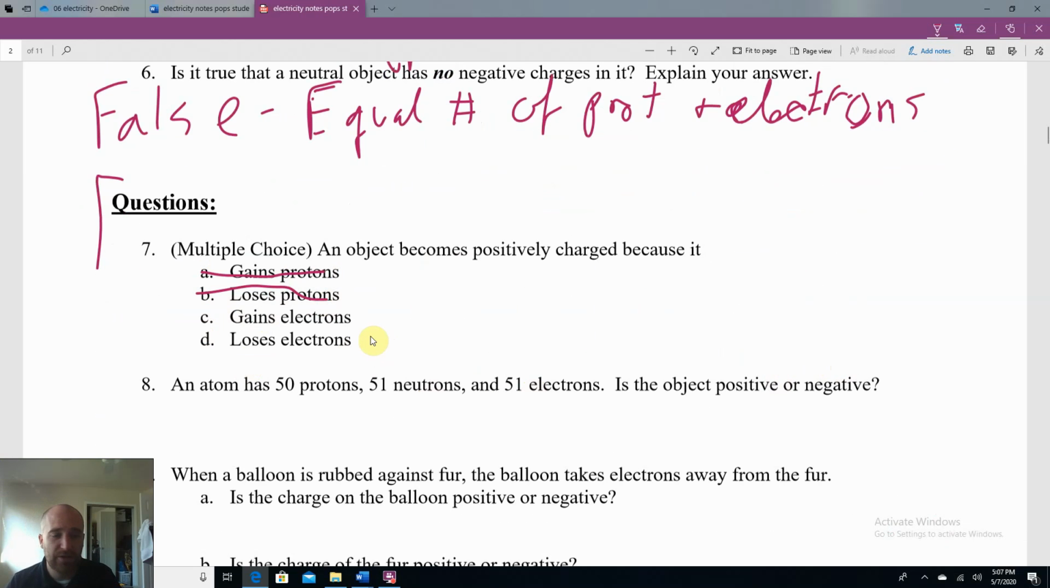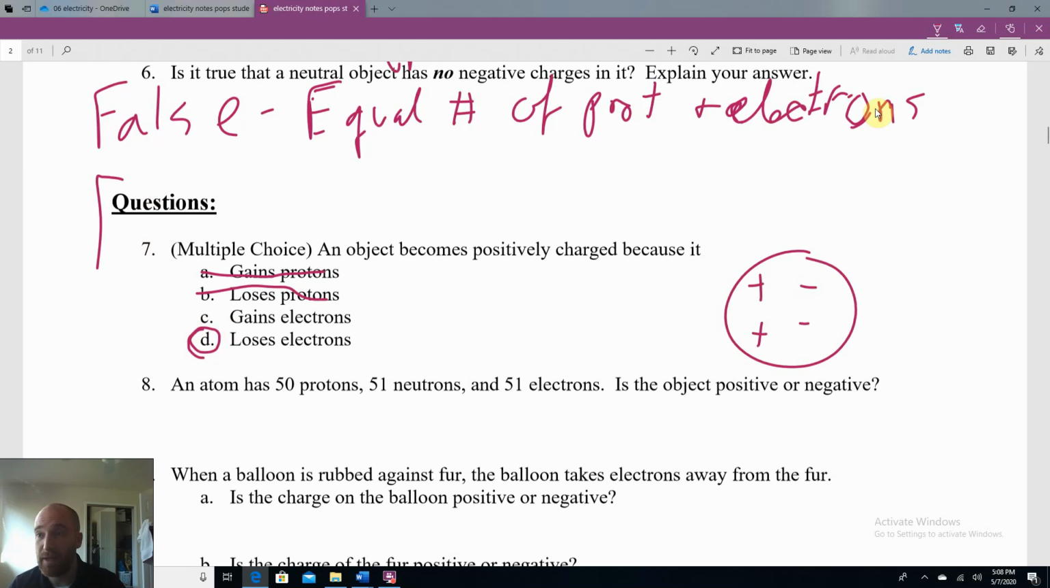So to become positively charged, it has to be the motion of electrons. That's just how the universe is designed. Does it gain electrons or lose them? I would say it loses electrons. Here's a nice way to think of it. Let's make a neutral object: 2 positive, 2 negative. Everything's nice and balanced.